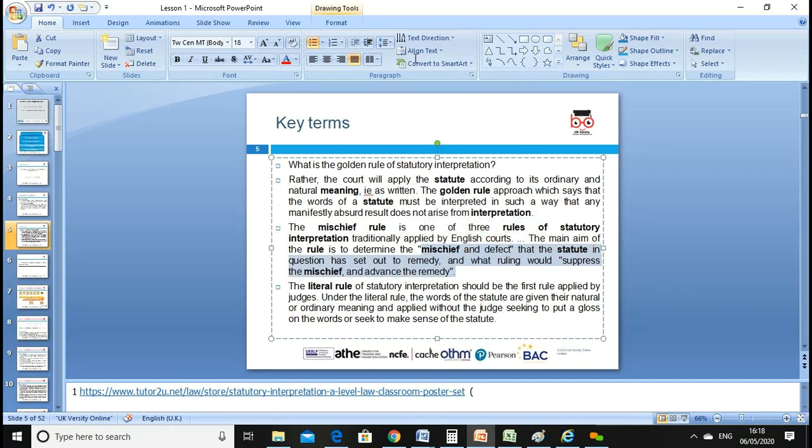What about the literal rule? The interpretation should be the first rule applied by the judge. So when we go to court, the judge first looks at the literal rule. Yes, the literal rule is the first rule applied by the judge. Then they can look at the golden rule and other remedies, yes?